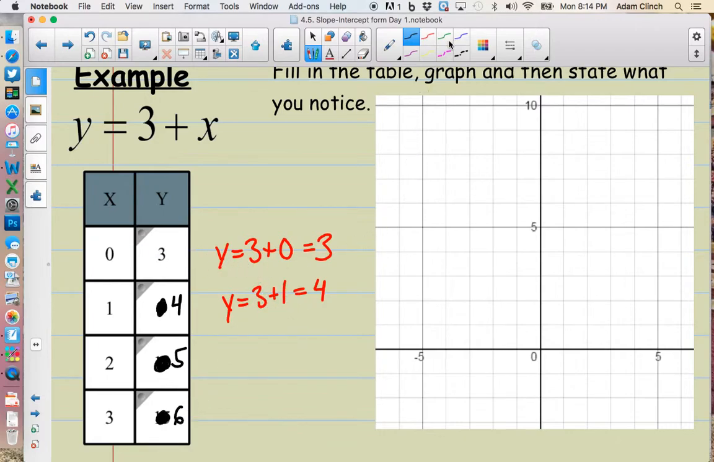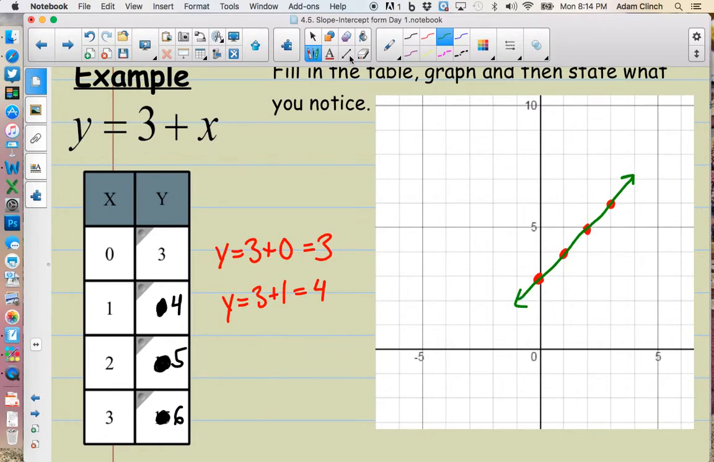0, 3 is my first point. So I'm going to go over here and plot my points. 0, 3, and then 1, 4. I changed it because it didn't fit on my graph. 2, 5, and then 3, 6. And then I'm going to sketch my line in and then state, what do we notice? Is there a faster way we can do this besides making all the points of that table?